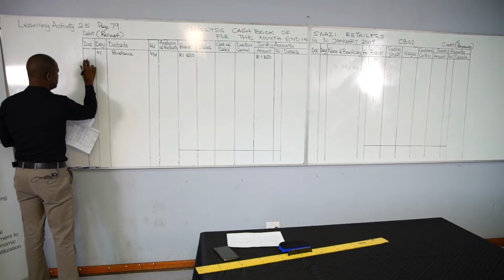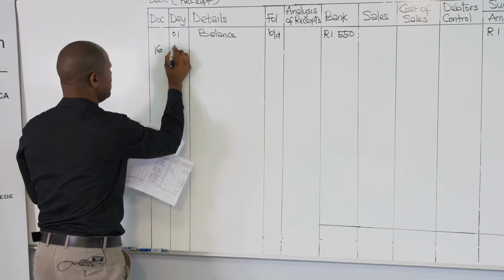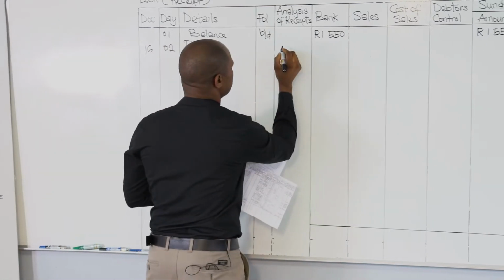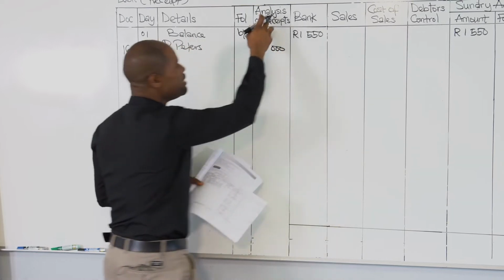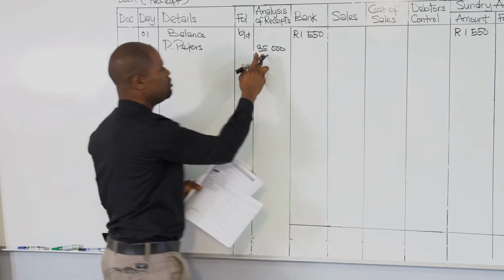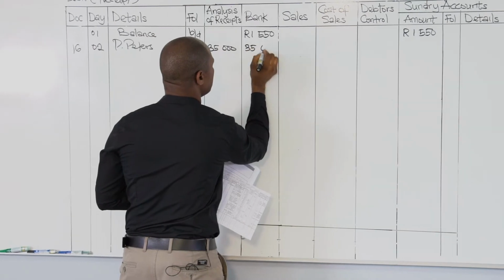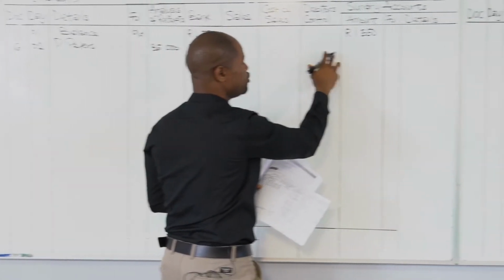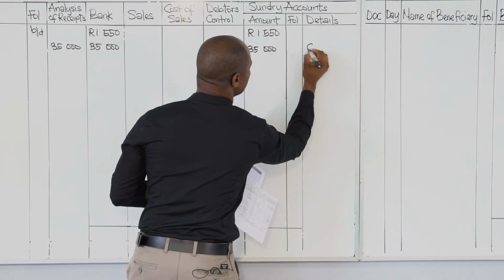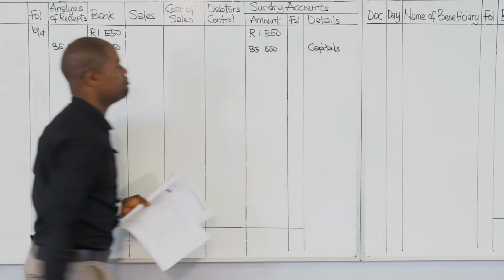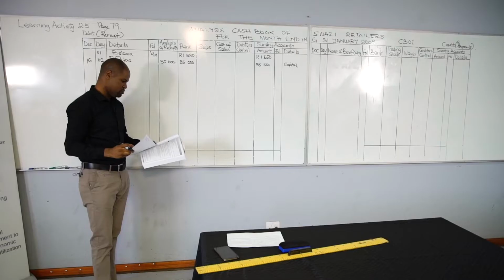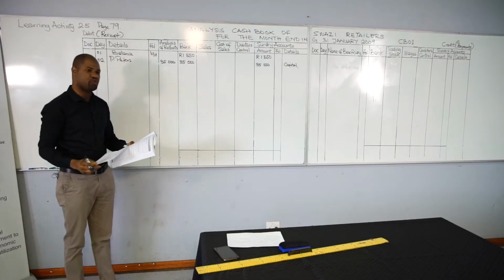The document is receipt number 16. The date is the 2nd. P. Peter. The amount is 35,000. It comes to the analysis of receipts. The purpose of this analysis of receipts is for you to analyze what the transaction is all about. So it is 35,000, and it goes into the bank. It is not a sale, so there is no heading for it. It's a capital contribution, so it comes to the sundry account, 35,000, and then you put the detail on the sundry account as capital.